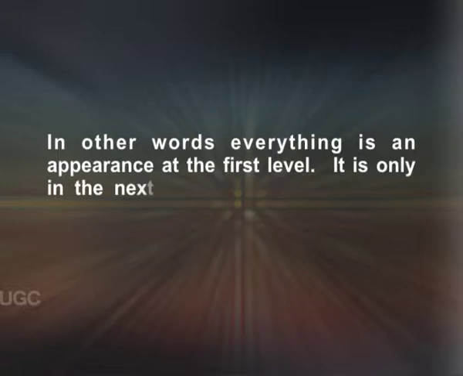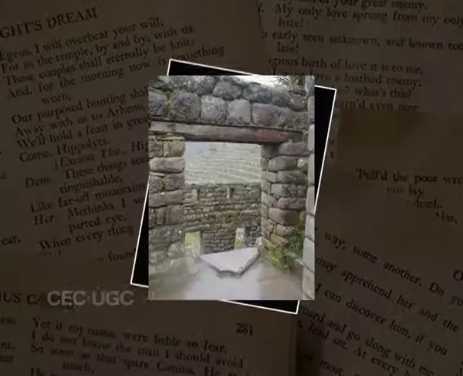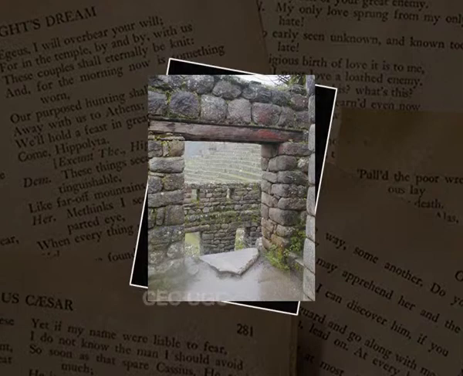At this stage in our discussion, we see that our consciousness involves two phases. It first experiences an object or event which constitute phenomena or appearances. In other words, everything is an appearance at the first level. It is only in the next phase that consciousness distinguishes between reality and illusion. Appearances include several categories. They are, to begin with, objects of perception.